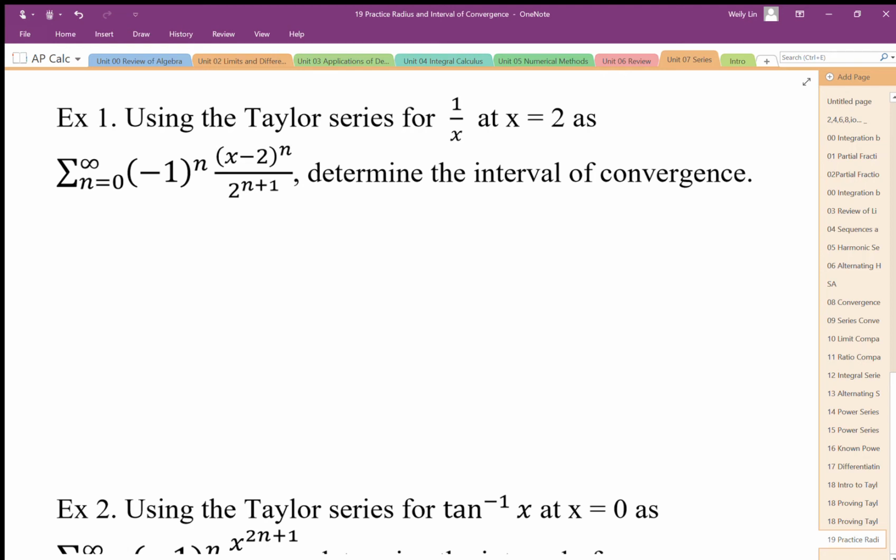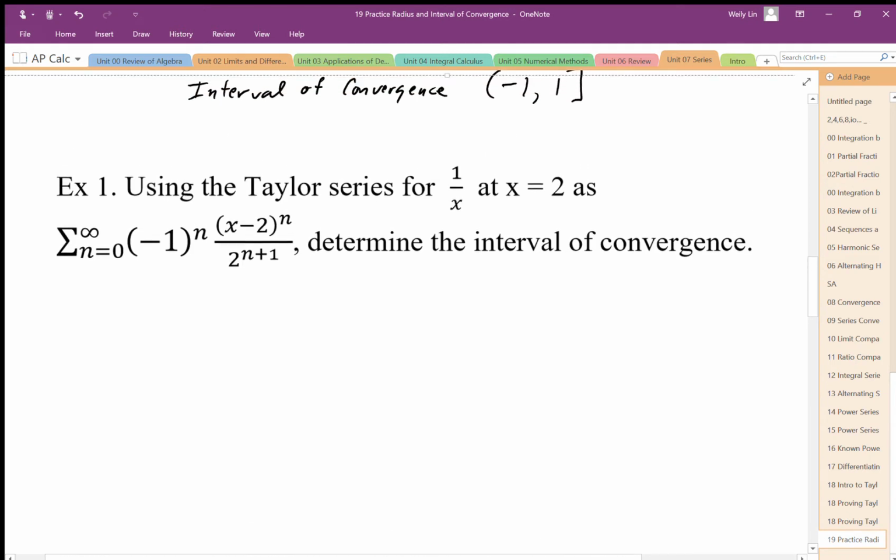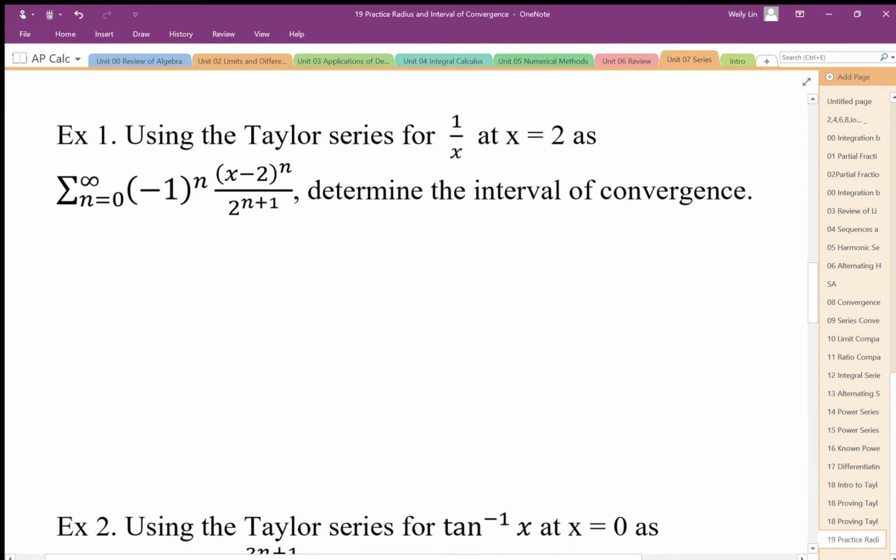So this is another practice one where we're just going to practice using our intervals and radius of convergence. So this time we don't have to generate the Taylor series. We've been given the Taylor series for this function, 1 over x, and it's centered at 2, so we can see that that's where the center shows up.